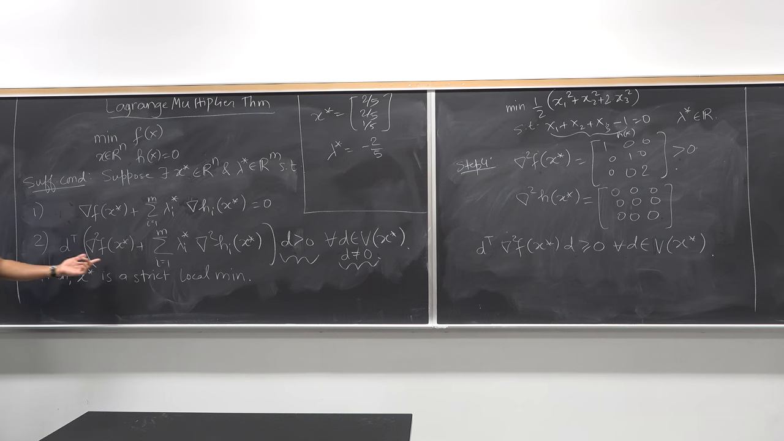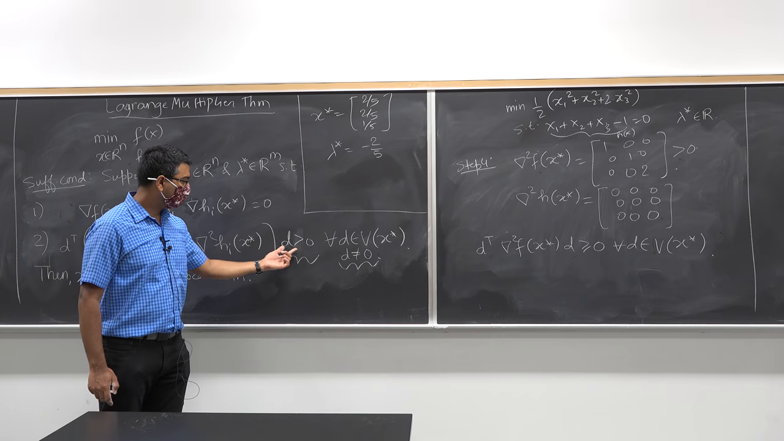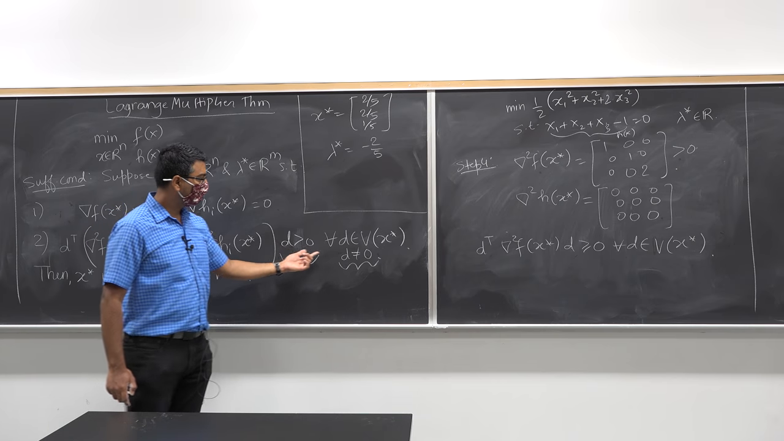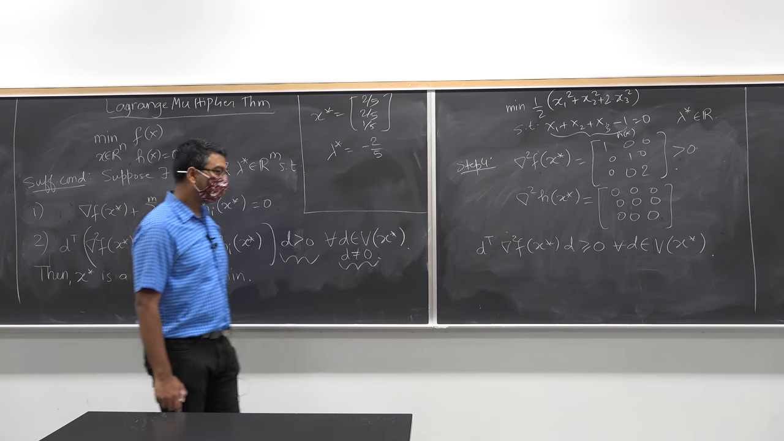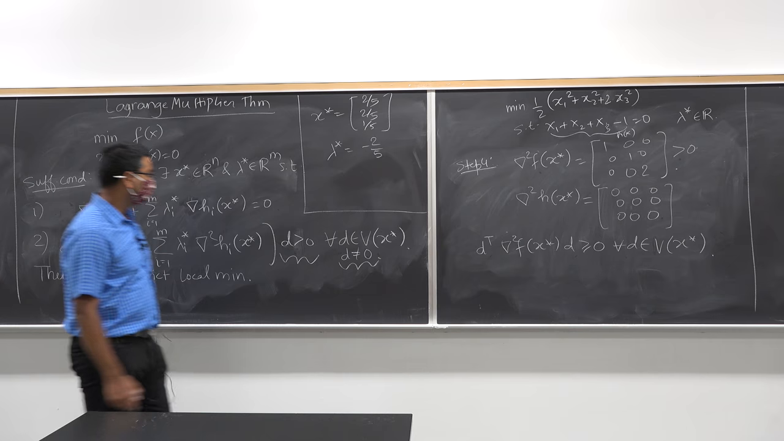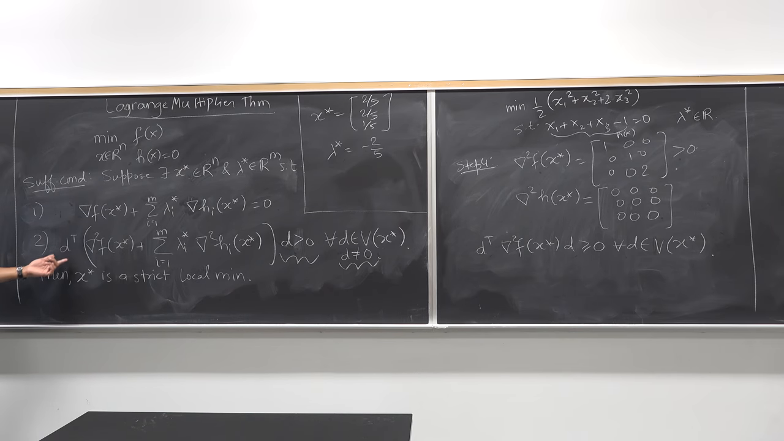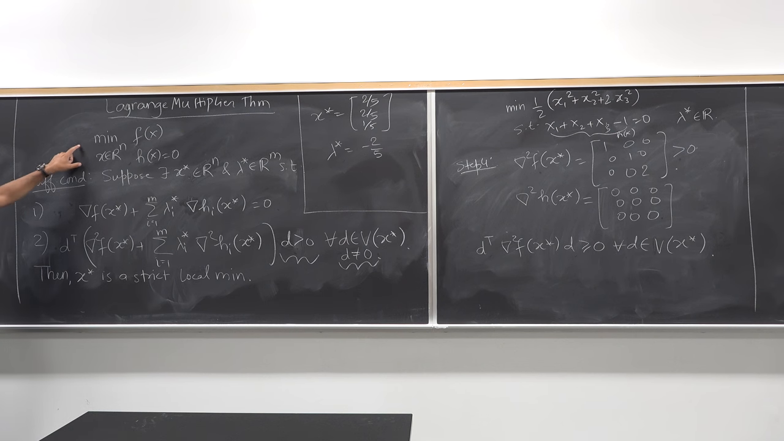So d transpose, the same second derivative term that we had in the earlier second order necessary condition case, times d has to be strictly positive for all d which is a first order feasible variation at x star, and d is not equal to zero. So d has to be a non-zero vector in V x star. And it should satisfy this particular condition. So if these two conditions are satisfied simultaneously, then x star is a strict local minimum for this optimization problem.